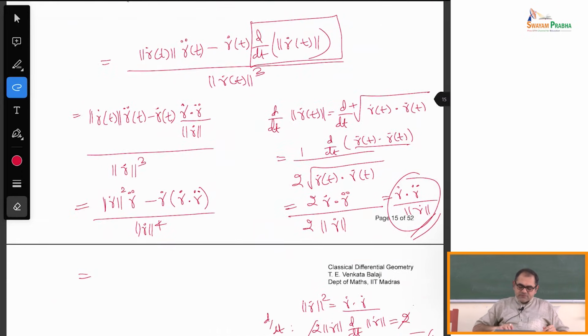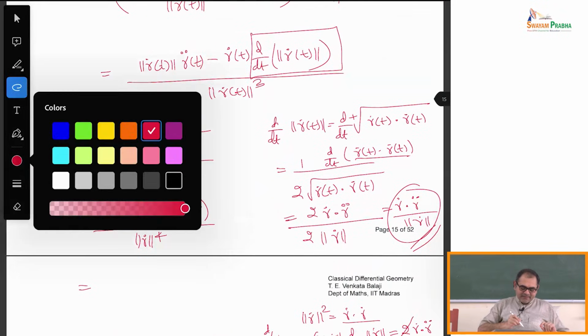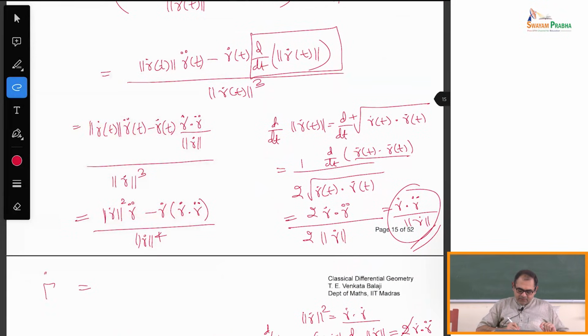What was on the left side was this capital gamma. Let me write the left side correctly. It was gamma double dot of u is this expression. Gamma double dot of u is this. And mind you, this is a vector.